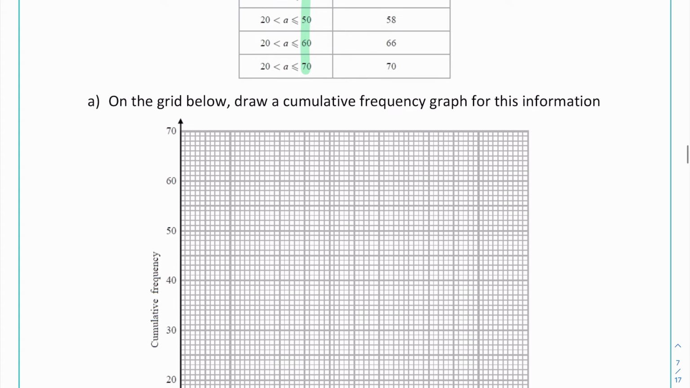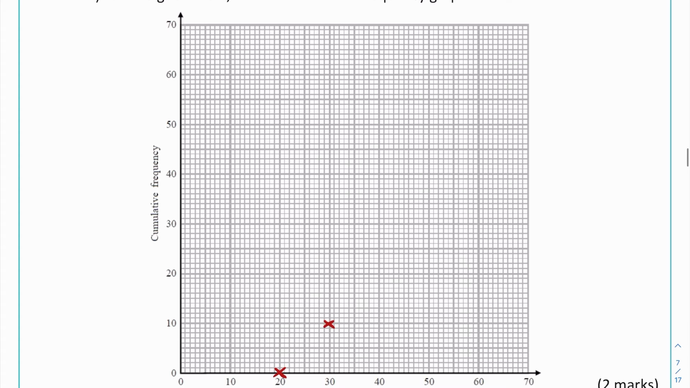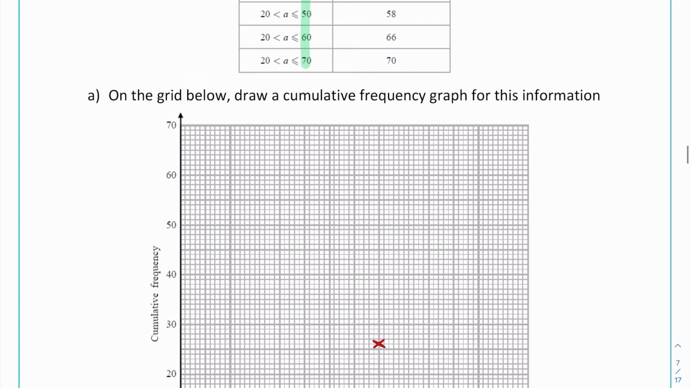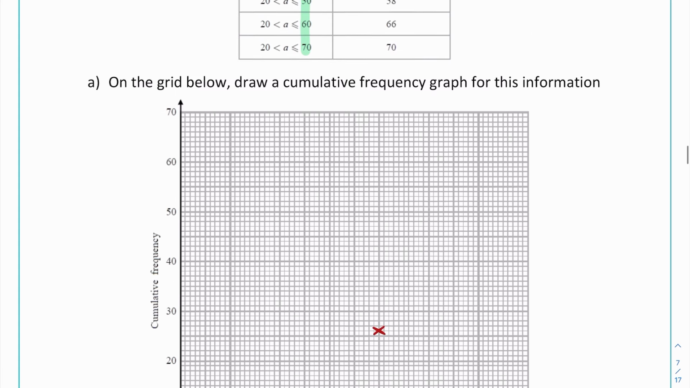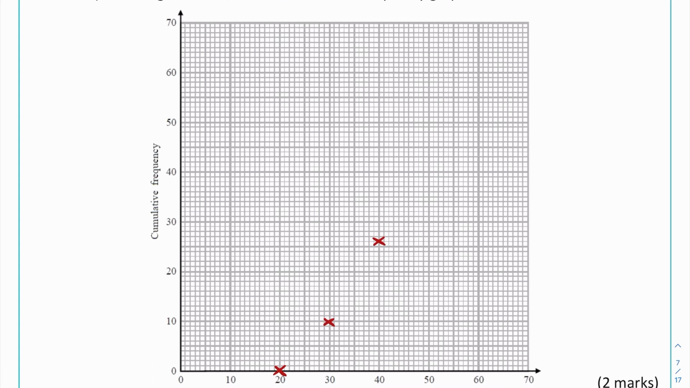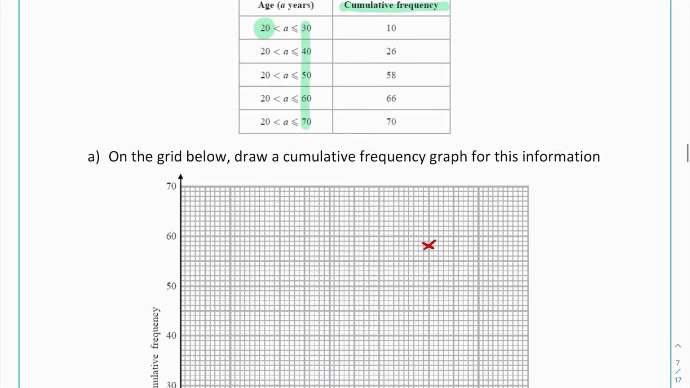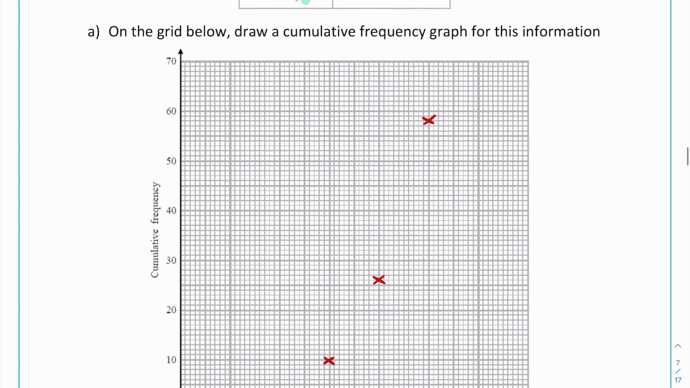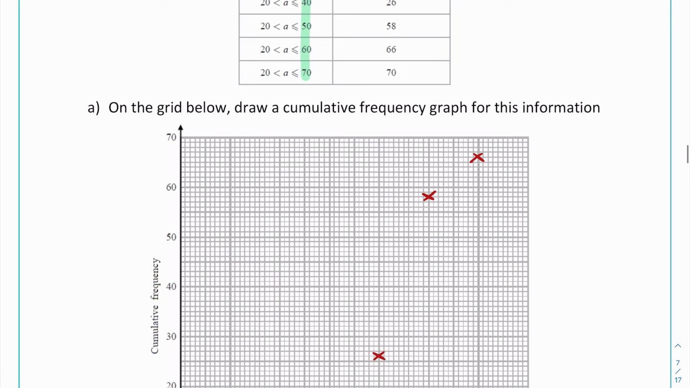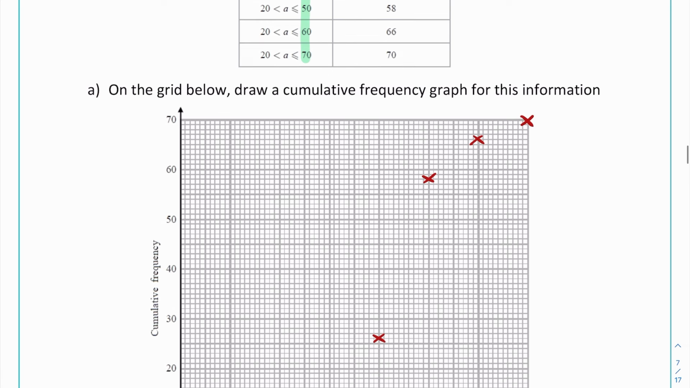and then our next number is 26. So 10 along, and then we're going up to 26, which is 6 squares of 20, looking at the scale. Then it's 58, so up to 58, which is 2 squares below 60. Then we've got 66, so 60, 1, 2, 3, 4, 5, 6 just there. And then we have 70 on the final one, which is right at the top of the graph.